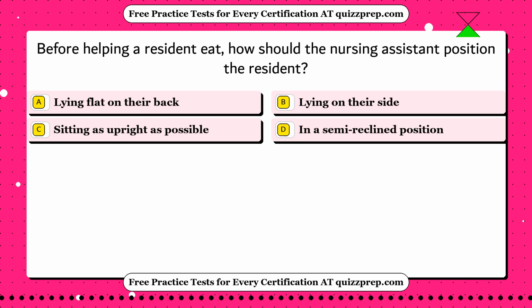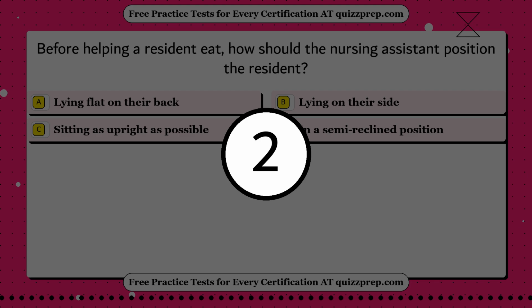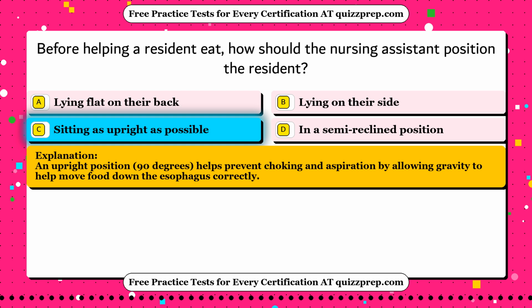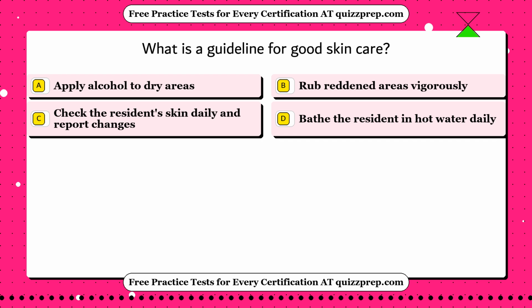Question 88. Before helping a resident eat, how should the nursing assistant position the resident? Option A, lying flat on their back. Option B, lying on their side. Option C, sitting as upright as possible. Option D, in a semi-reclined position. The correct answer is option C, sitting as upright as possible. An upright position, 90 degrees, helps prevent choking and aspiration by allowing gravity to help move food down the esophagus correctly.